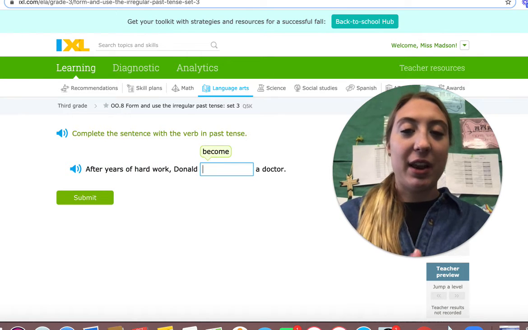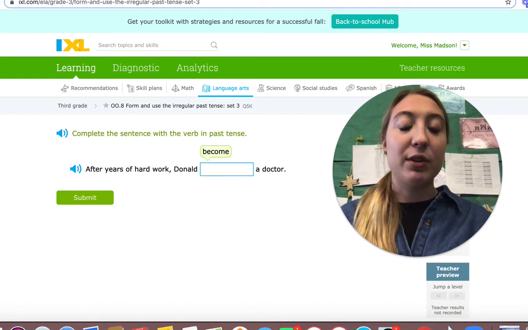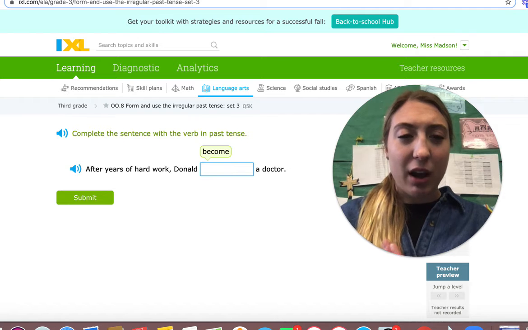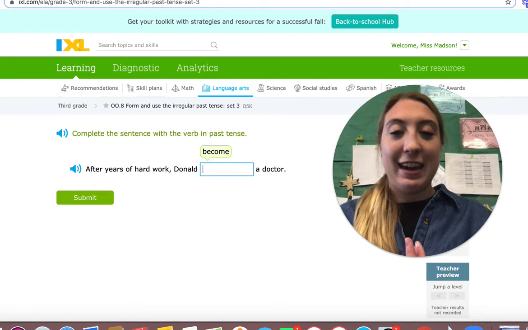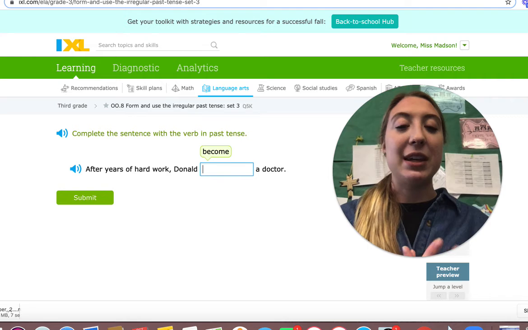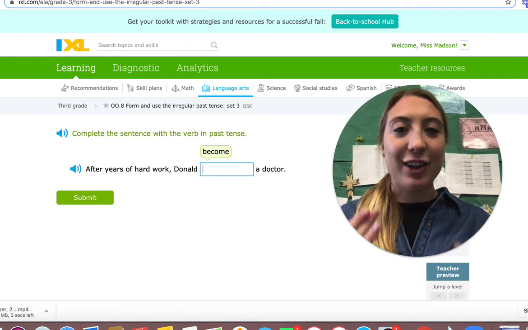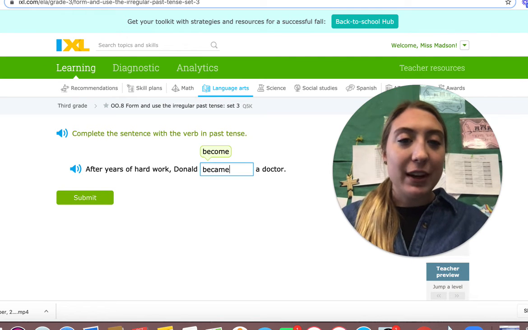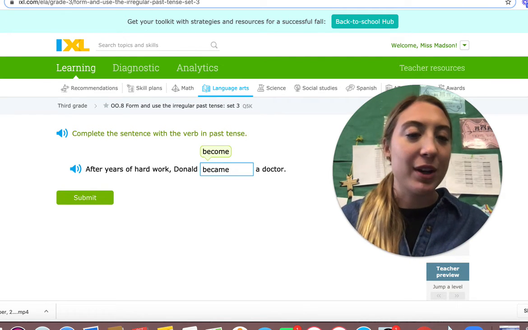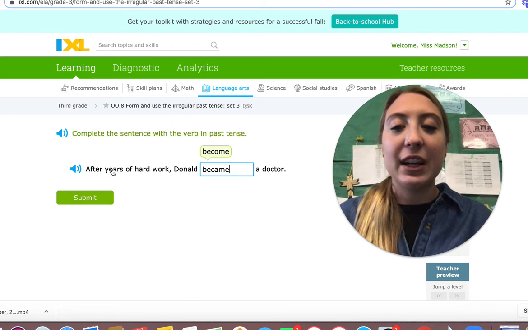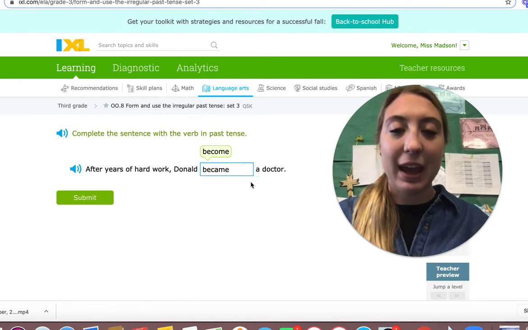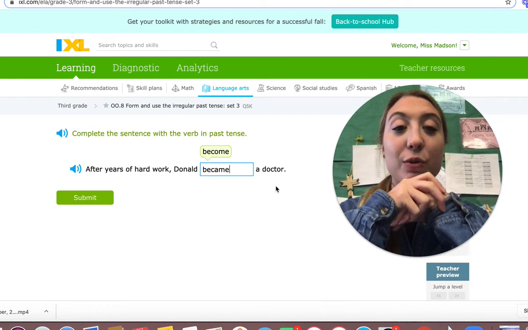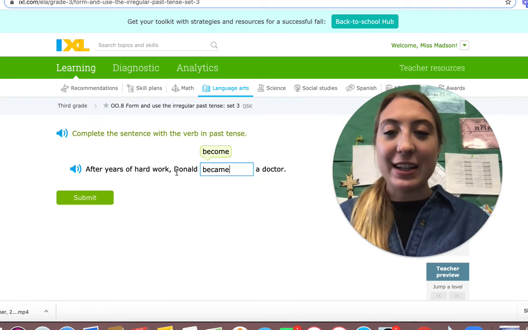After years, this is going to be our last one. After years of hard work, Donald become a doctor. But that already happened, so I have to change become to became. After years of hard work, Donald became a doctor. Then it is in the past, which means it's already happened. So as you're doing your homework, take time to type it in. Read it again. After years of hard work, Donald became a doctor. And then think to yourself, did that happen in the past? Did I change it to past tense? All right, and I'm going to submit.